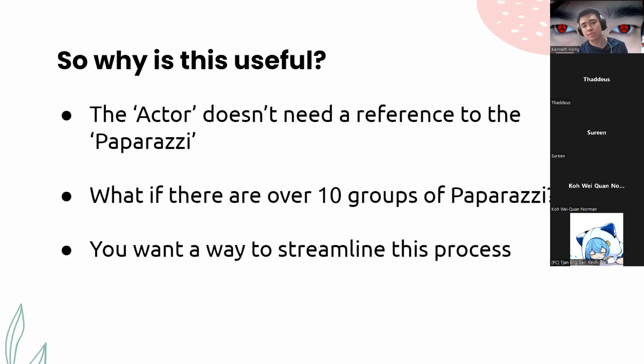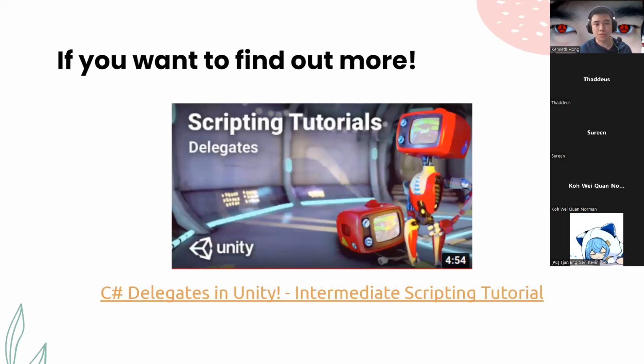And what if this problem is exaggerated, right? What if there's 10 groups of paparazzi? So in this case, what if I have a player class, I have a UI class, I have an inventory class, I have an enemy class, I have an enemy manager class, I have a save manager. You can see that it starts to pile up because the player has to have references to all these classes, right? And because the player exists in every single scene, it creates a bit of clutter in terms of code logic, right? So you want a way to streamline this process.